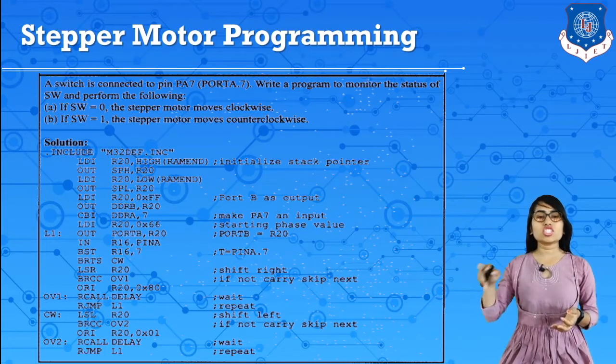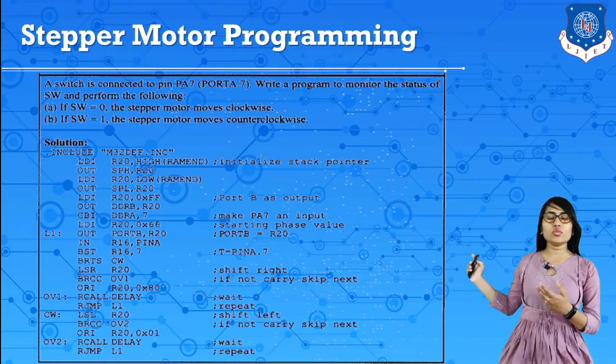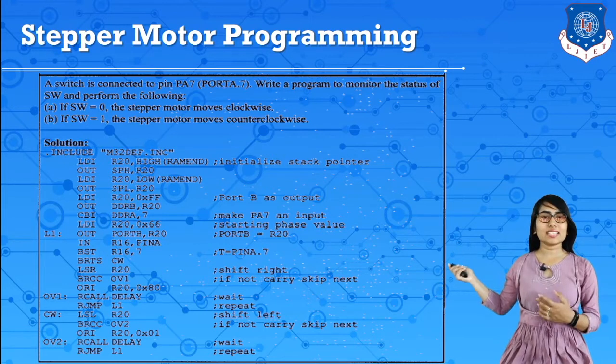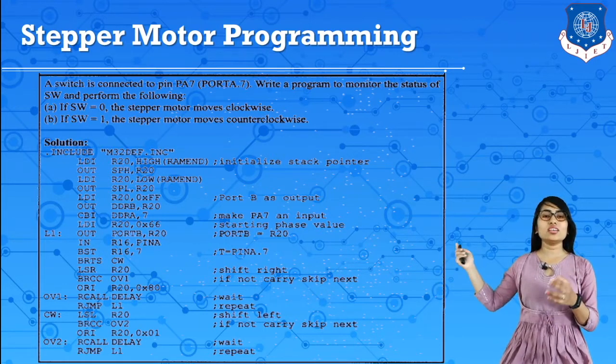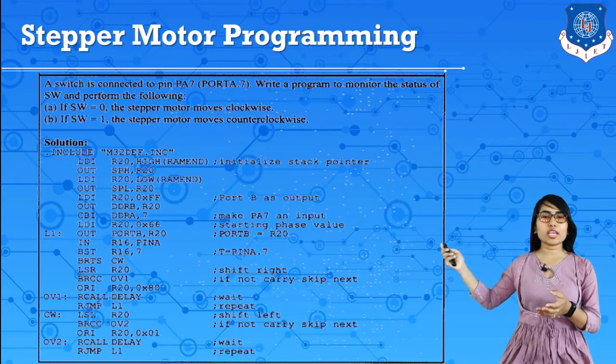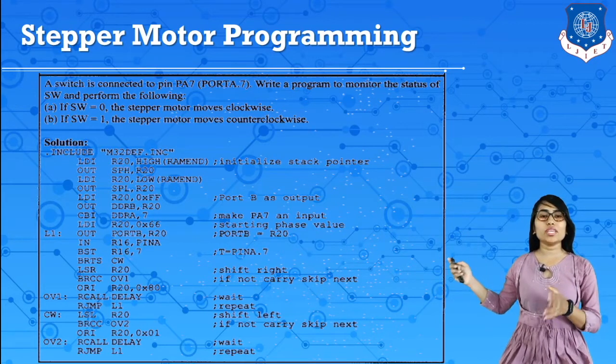So just by changing the values of this port B. Okay, so here we have this program: include m32def.inc. Now load the stack pointer, initialize the stack pointer. Now then make port B an output.